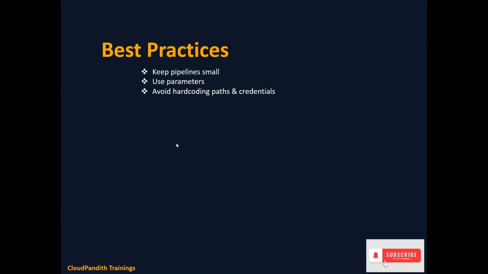Second thing is, you must use parameters instead of hard coding the values in the pipeline, to make the pipeline dynamic. And third point, you have to avoid hard coding credentials, paths, and sensitive information. Always read the sensitive information from the key vault. That's how you need to follow these guidelines before you develop any data pipelines.